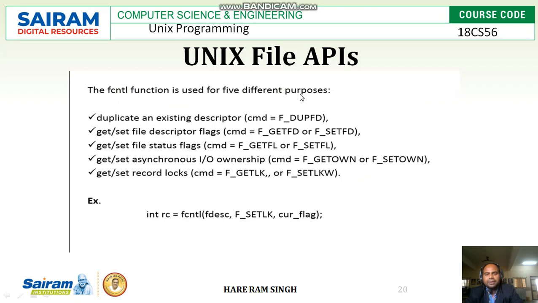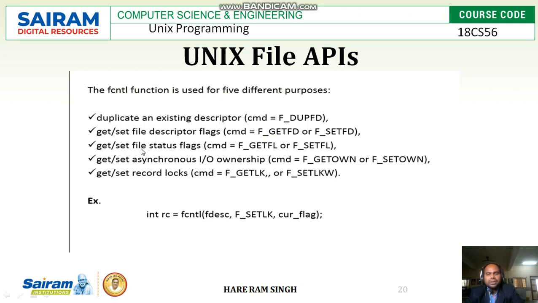The file control function is used for 5 different purposes. First purpose, it is used to duplicate an existing descriptor. For example, if the command value is F_DUPFD, then the file descriptor will be duplicated. Next, get or set file descriptor flags. We can do this using the values F_GETFD or F_SETFD.